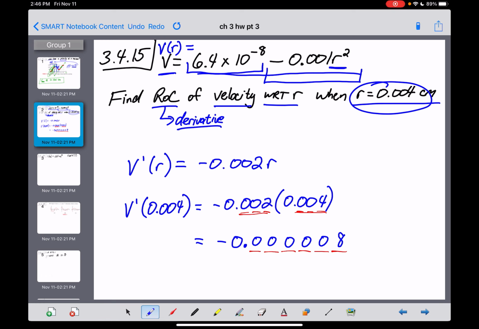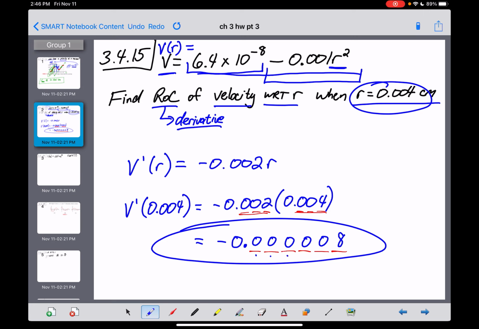That's going to be our answer there, guys, for v prime of 0.004 should be negative 0.000008, which is what? Negative 8 tenths, hundredths, thousandths, 10,000ths, 100,000ths, millionths. So negative 8 millionths is our answer to number 15.